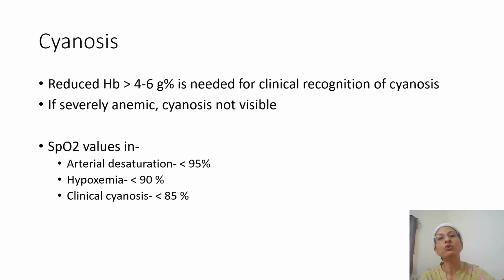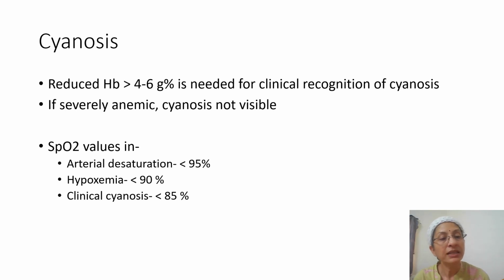One important thing to note about cyanosis is that for it to be clinically visible, there has to be at least 5 gram% of reduced hemoglobin in the circulation. For example, in a child who is having severe anemia with a hemoglobin of say 2 or 3, the clinical cyanosis will not be visible.